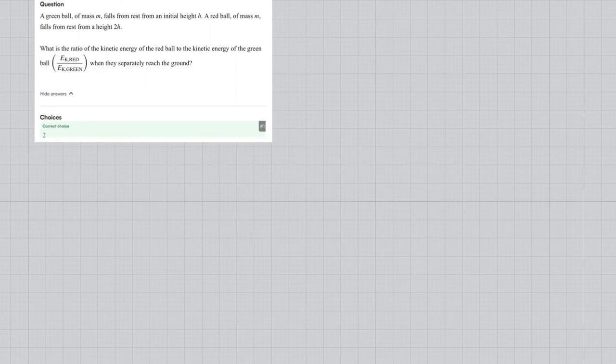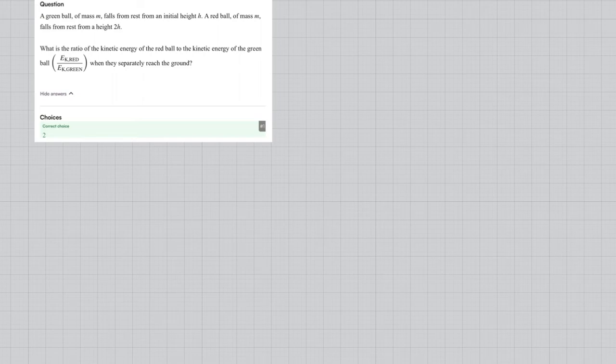So this question says a green ball of mass m falls from rest with an initial height of h. A red ball of mass m falls from rest from 2h. What is the ratio of the kinetic energy of the red ball to the kinetic energy of the green ball, kinetic energy red over kinetic energy green, when they separately reach the ground? Our correct answer is going to be 2, and so let's prove why that makes sense.